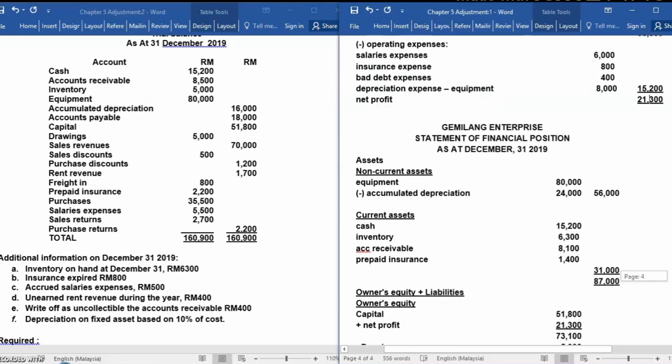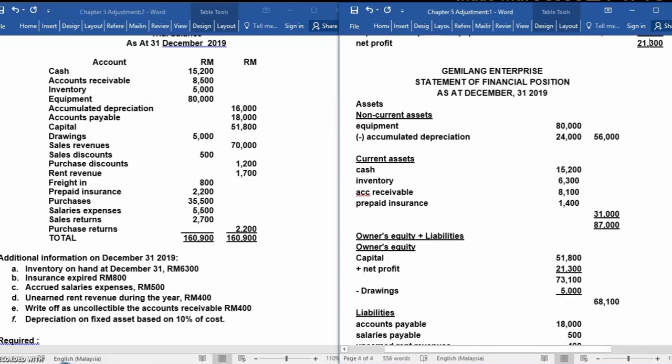Now, we have to prepare the statement of financial position. It will record non-current asset, current asset, owner's equity, and liabilities. So, the amount you can get from the trial balance less accumulated depreciation. This is the new figure after adjustment, and you got the amount for equipment.